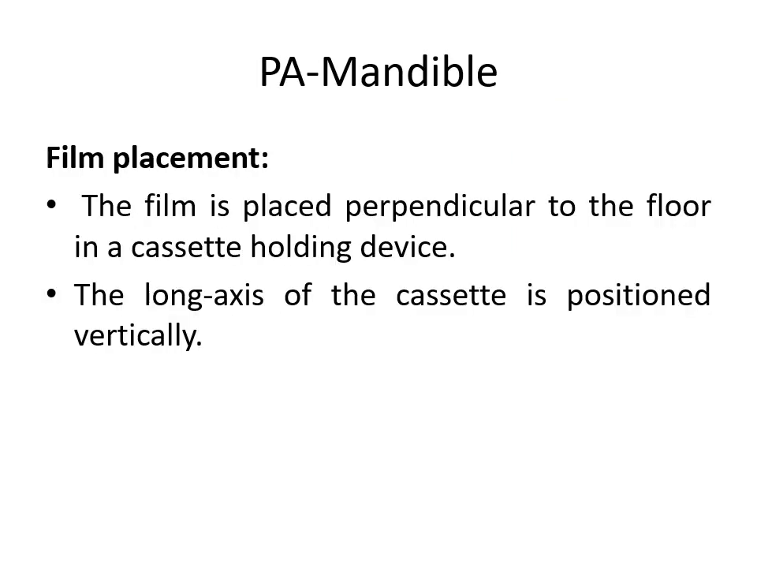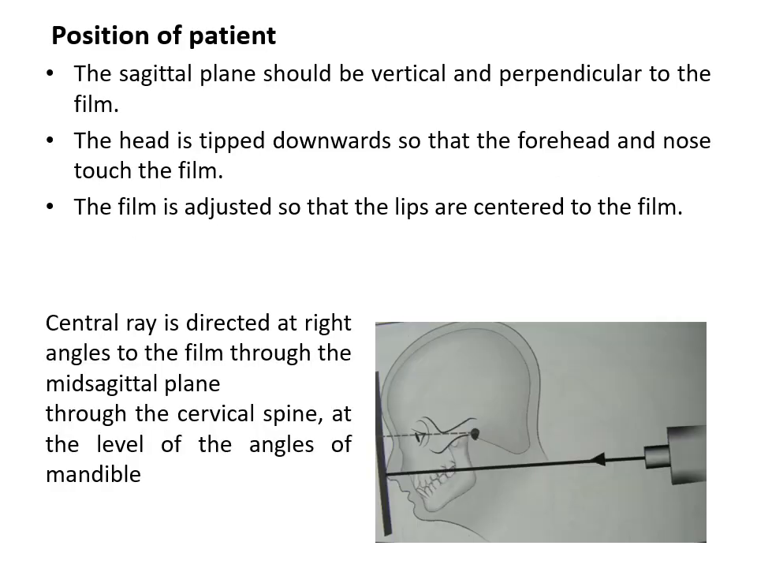The next view is postero-anterior mandible view. Let us discuss the film placement in this view first. The film placement is almost the same as the PA skull. Here the film is placed perpendicular to the floor in a cassette holding device. The long axis of the cassette is positioned vertically. The position of the patient is also the same as the PA skull view. The sagittal plane should be vertical and perpendicular to the film cassette. The head is tipped downwards so that the forehead and the nose touch the film. The film is adjusted so that the lips are centered to the film.